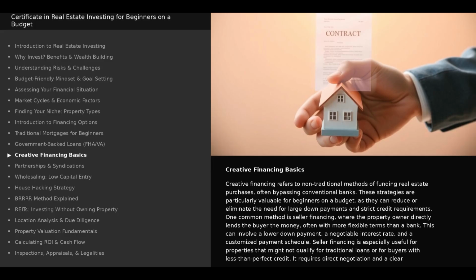One common method is seller financing, where the property owner directly lends the buyer the money, often with more flexible terms than a bank. This can involve a lower down payment, a negotiable interest rate, and a customized payment schedule. Seller financing is especially useful for properties that might not qualify for traditional loans or for buyers with less than perfect credit. It requires direct negotiation and a clear understanding of the terms between buyer and seller.